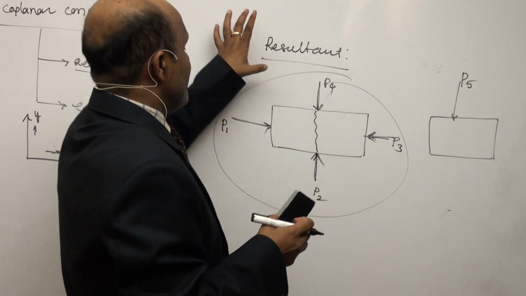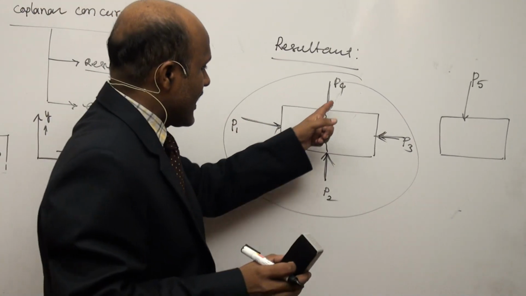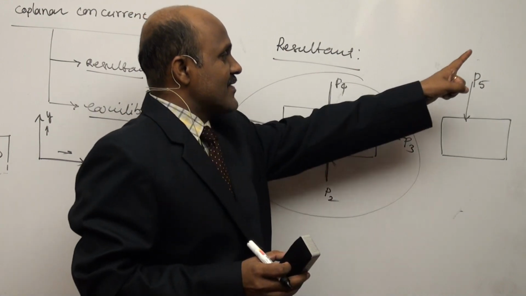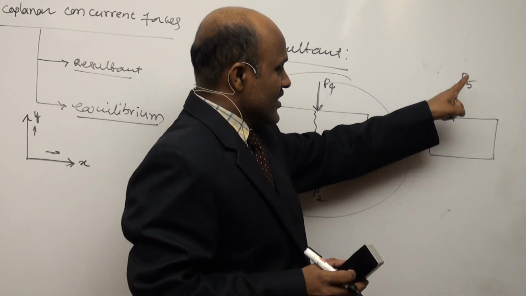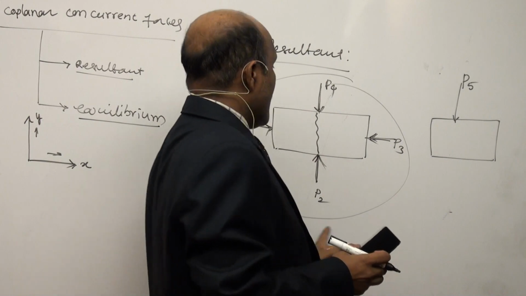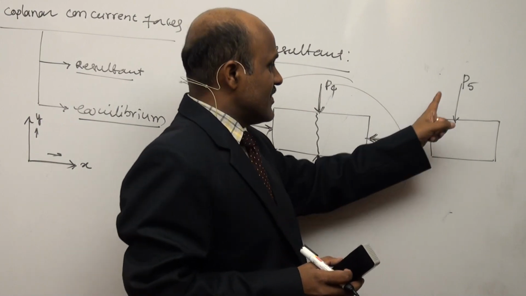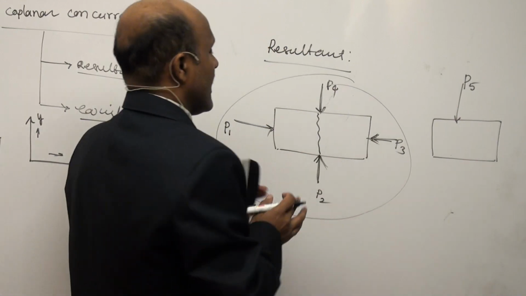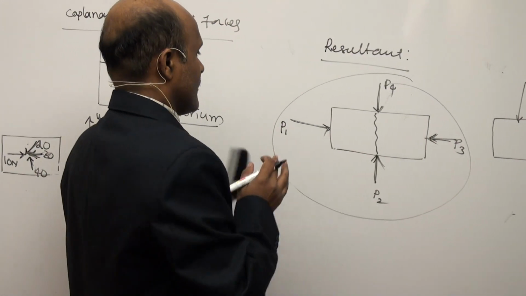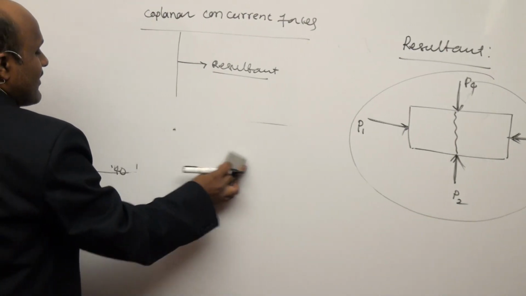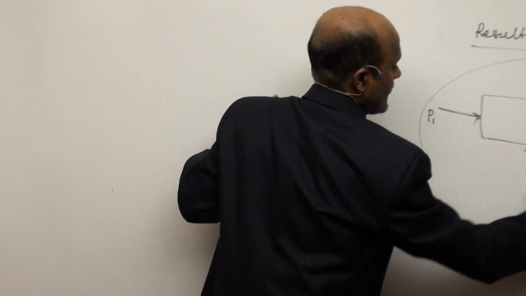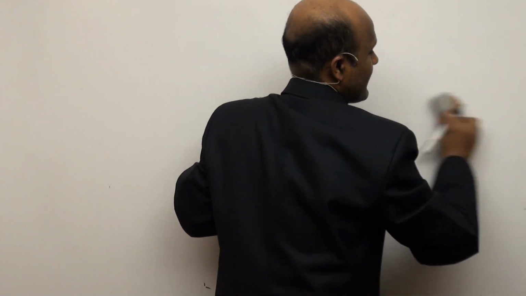So the definition is: whenever a number of forces act on a body, all the forces are replaced by a single force which produces the same effect as all the forces. This single force is called the resultant of the forces. So this is the resultant of a force.